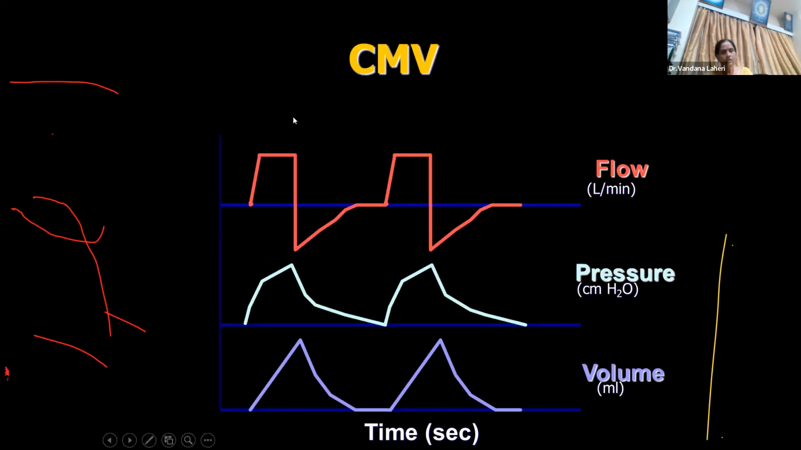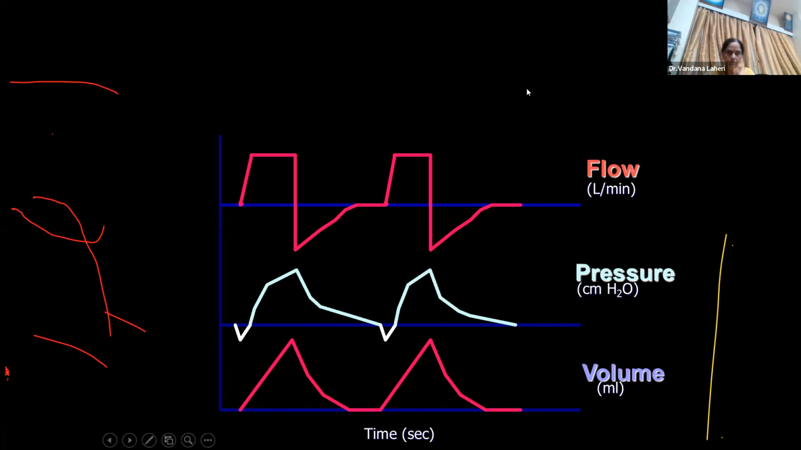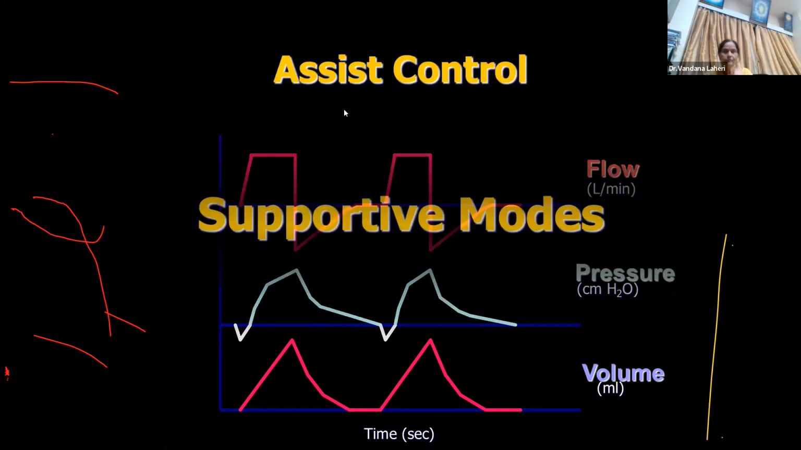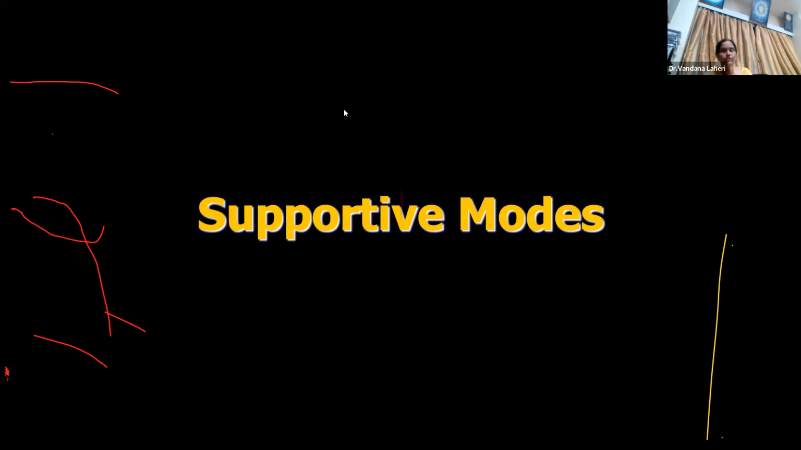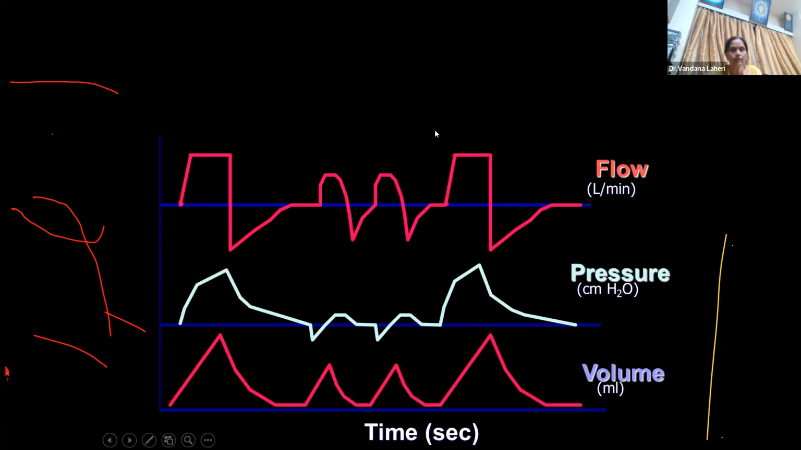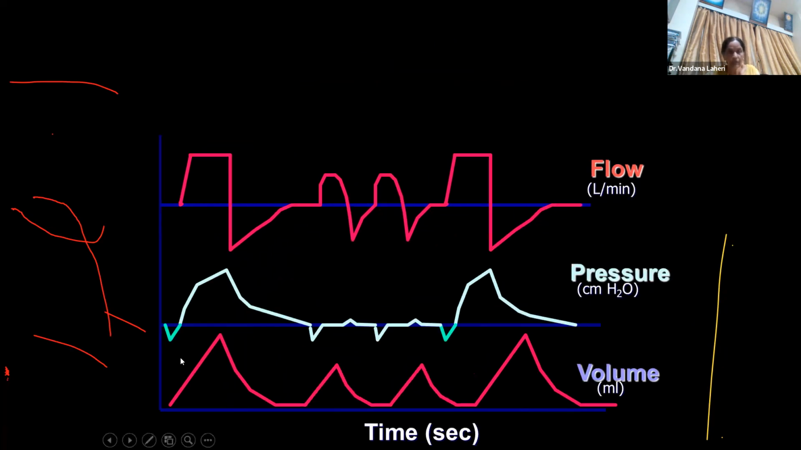Control modes. This is how CMV would look. This is how assist control would look. This is how supportive modes will look. Say for example, your IMV. Can you see the patient is not triggering the breath? So this is IMV, intermittent mandatory ventilation. Here the patient is triggering. So this is called SIMV.